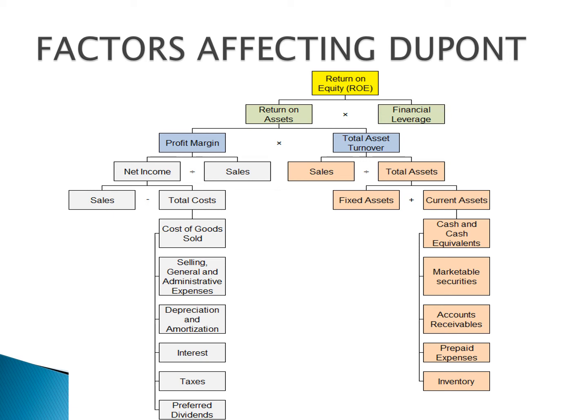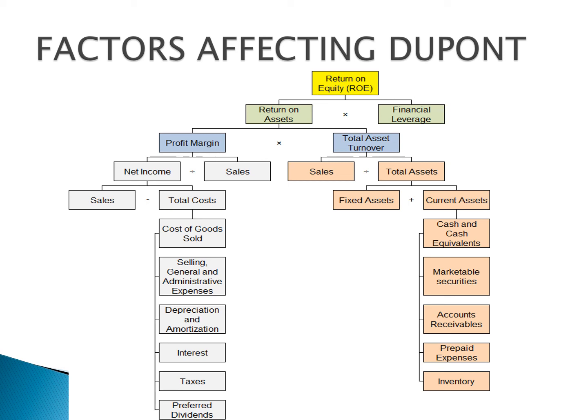Total asset turnover is calculated by dividing sales by total assets. In order to calculate total assets, we have to add fixed assets as well as current assets. There are many current assets like cash and cash equivalents, marketable securities, account receivables, prepaid expenses, and inventory.